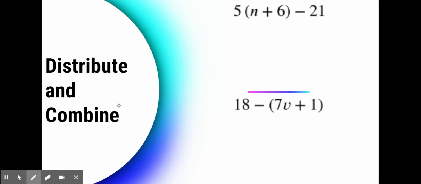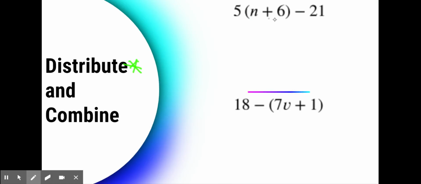Okay, let's put it all together. These next problems we're going to distribute and combine. So we're going to have to do both. And when you have problems like this, you want to distribute first. Okay, so you're going to use the distributive property first. You're going to clear those parentheses. Then you're going to combine like terms.